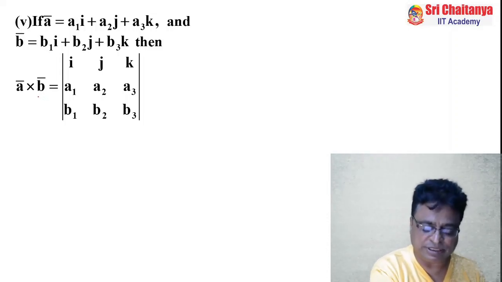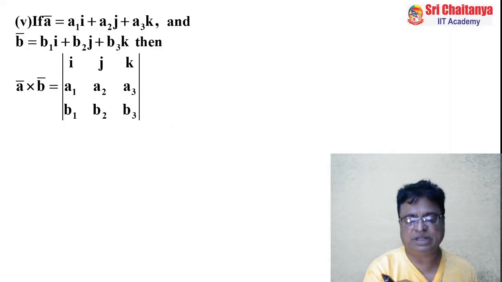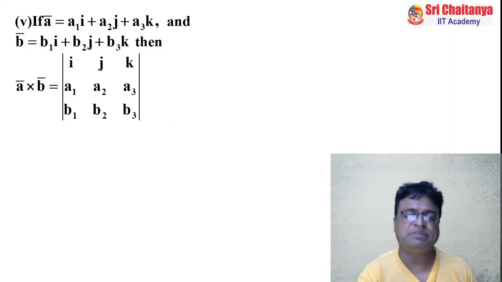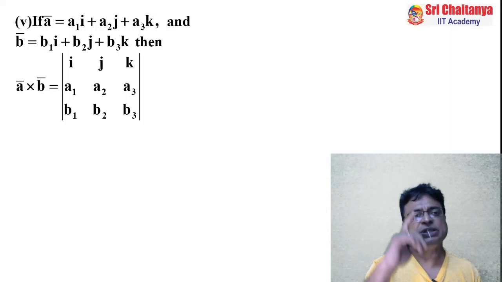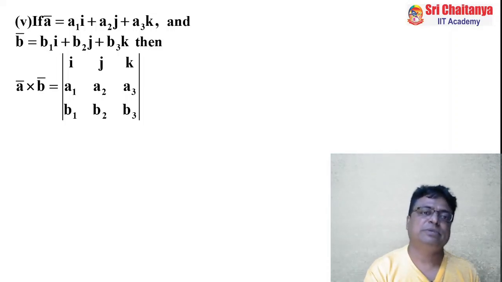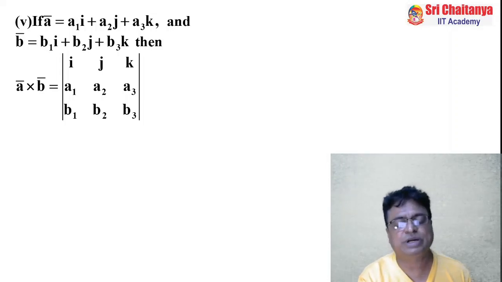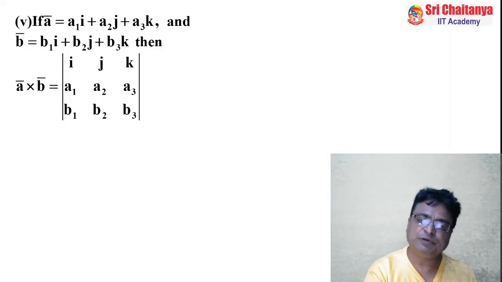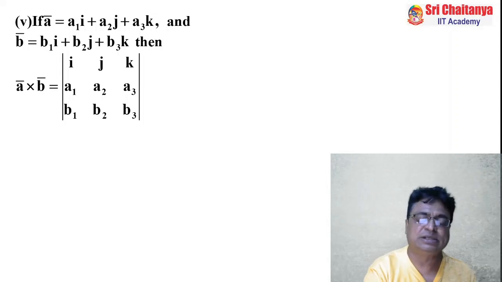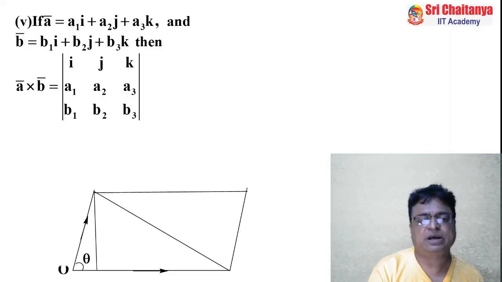If you have expanded this, you will get some terms in terms of i j k, that means something into i plus something into j plus something into k. That means the cross product is again a vector. That is why it is called a vector product. Whenever we apply the cross product between two vectors, the resultant is also a vector. Whereas if we apply the dot between two vectors, the resultant is a scalar. That is why the dot product is called a scalar product.